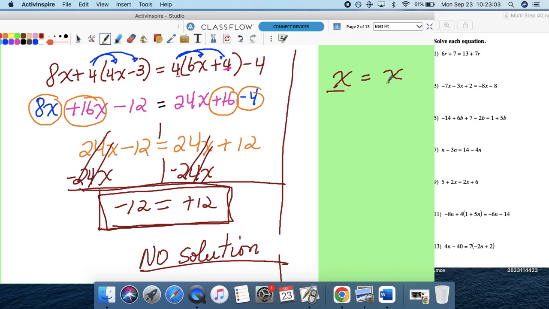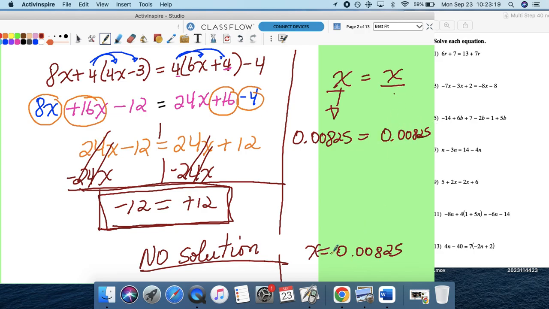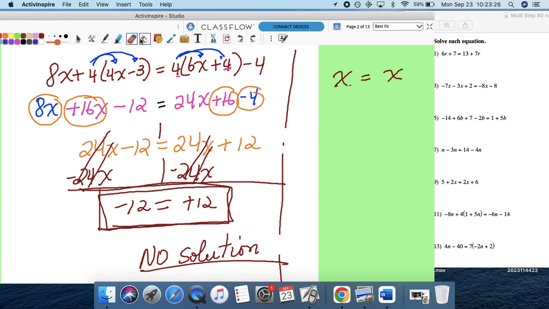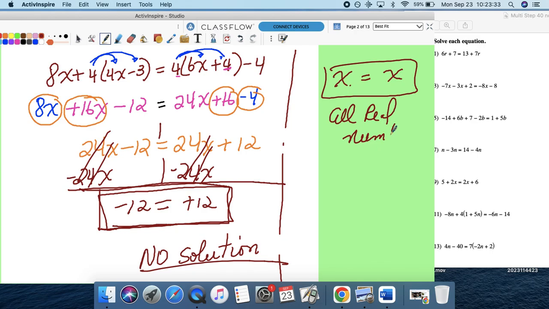Because this is exactly the same as this. So if I say x equals 0.00825, let me take this: 0.00825, and this is x also, and this is 0.00825. It doesn't matter what x is, it will always equal each other. So in this case, the answer is all real numbers, because it doesn't matter what we replace x with, it will always work.